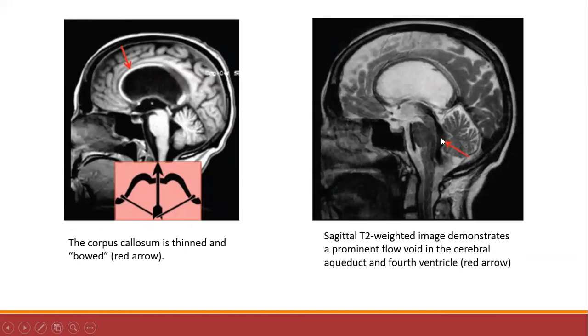Sagittal T2 weighted images can demonstrate a prominent flow void in the cerebral aqueduct here and in the fourth ventricle. This also is seen in patients with NPH. What is this? Evans index. Okay. Can you tell me when it is abnormal and what is the normal range? Less than 0.31 is normal.